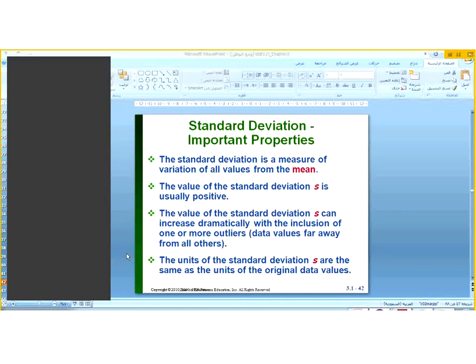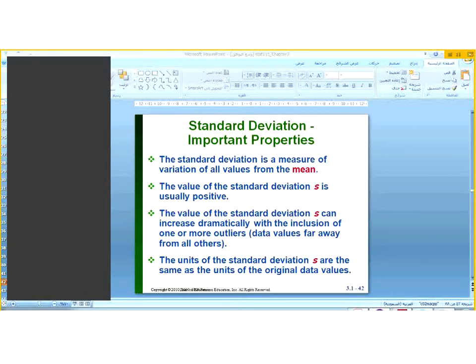S measures the dispersion around the mean. So if all the variables are equal, is there a dispersion around the mean? No, there is only one point and all the variables are located at this one point. Okay?